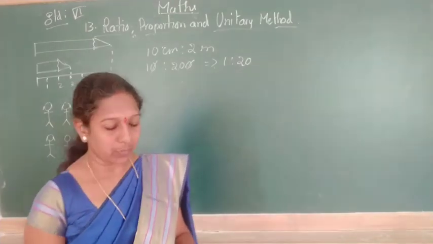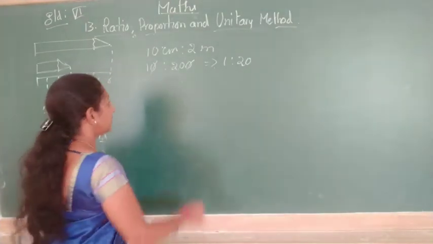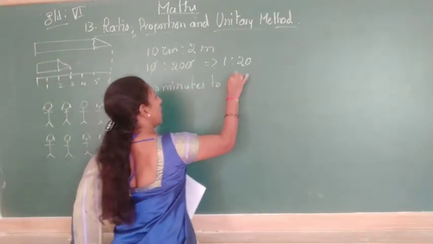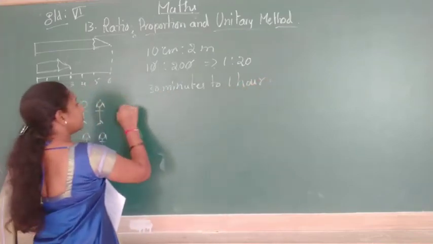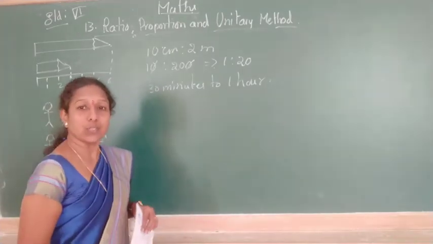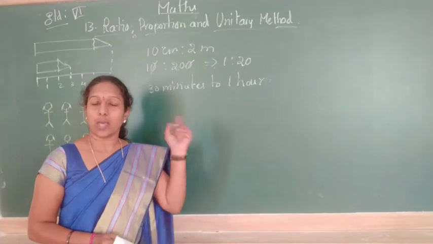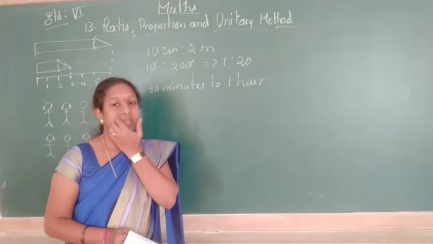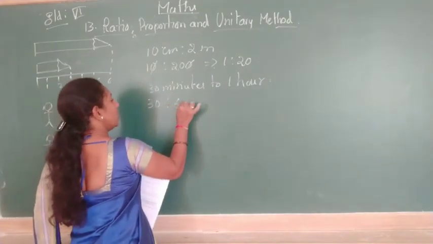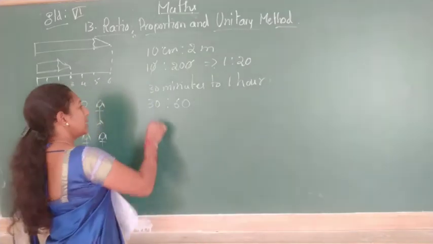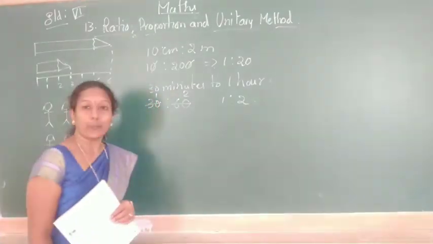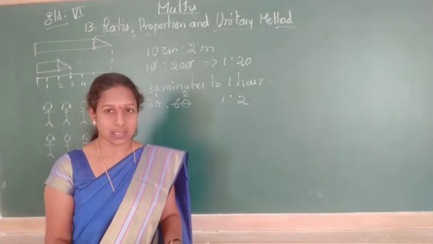Now let us come to the second one. 30 minutes to 1 hour. They are asking 30 minutes to 1 hour. Here you can see that 30 is in minutes and here it is in hours. So I will convert this 1 hour to minutes. For 1 hour, how many minutes will be there? Yes, that is 60 minutes. So here I will write 30 is to 60. If I do the cancellation, 3 ones are 3, 3 twos are 6. So the answer is 1 is to 2. 1 is to 2 is the answer.